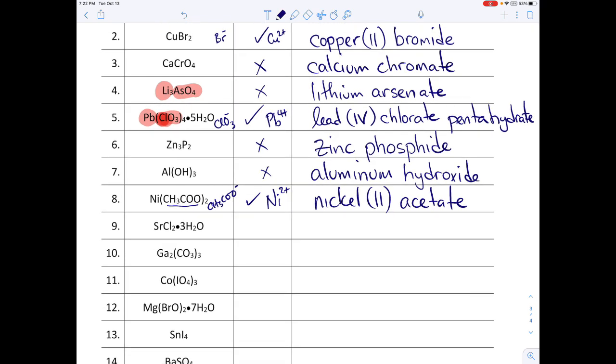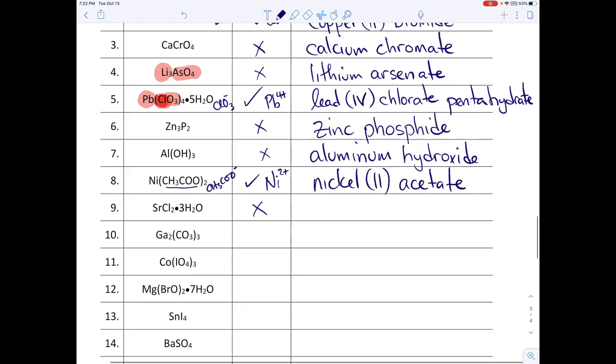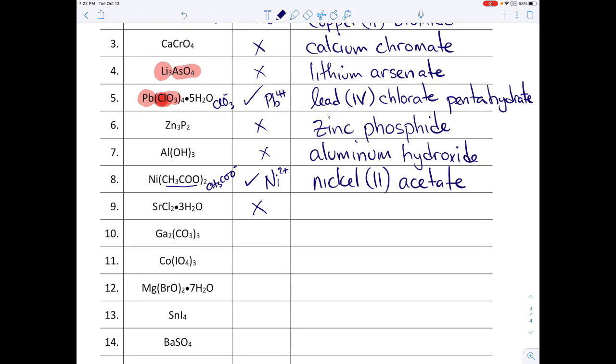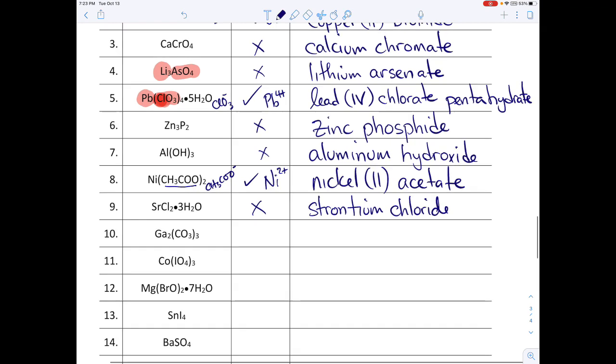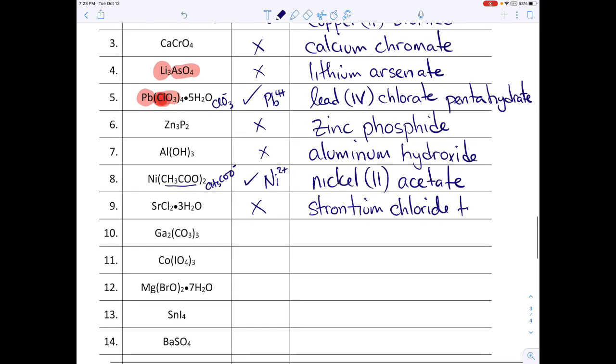The next guy has strontium at the beginning. Strontium is an alkaline earth metal, not a type 2 cation, so its name is just strontium. Cls, those are just chloride ions. They're not complex ions, so chloride. And then the 3 waters would be tri, means 3, and the waters again are hydrate. So strontium chloride trihydrate.